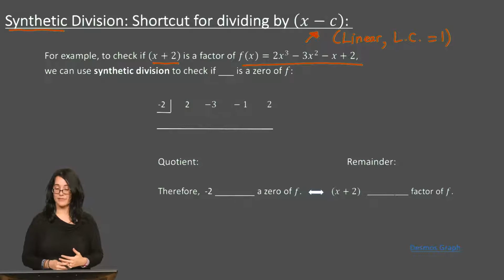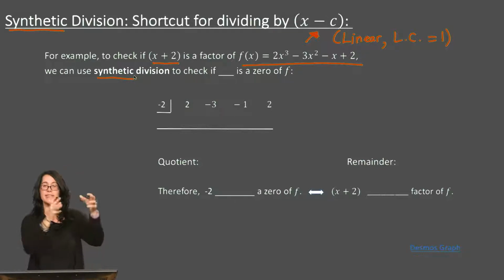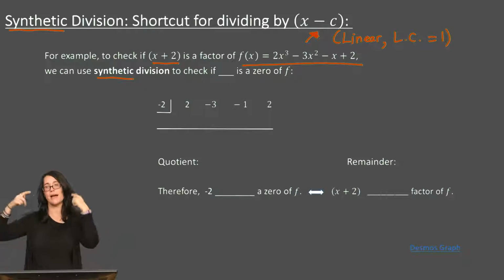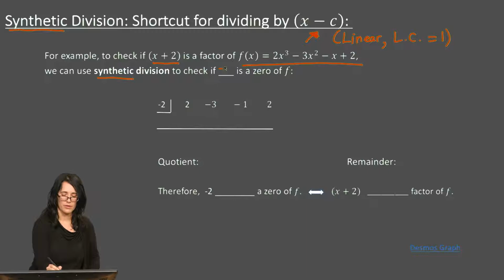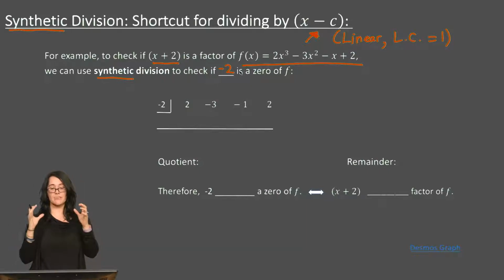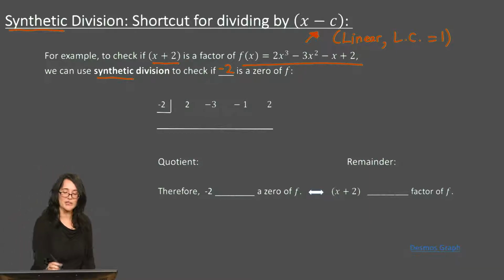Using synthetic division, what we're really going to do is, instead of checking is this a factor, we're going to use the factor theorem to check is negative 2 a 0. Why negative 2? Because if x plus 2 is a factor, then when I set it equal to 0, shouldn't I get x equal negative 2? I do, the factor theorem. So what we actually check is whether or not negative 2 is a 0.